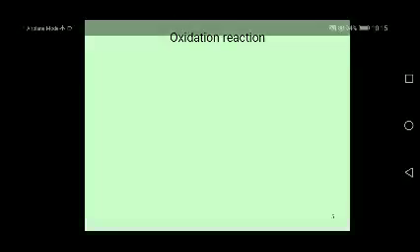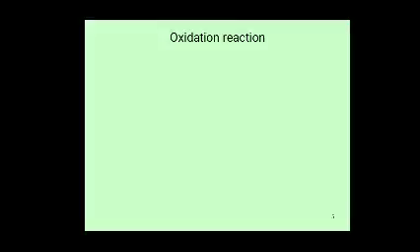Oxidation reaction. In this reaction, electrons are lost. Loss of electrons is called oxidation. The formation of an ionic bond takes place by the transfer of electrons from one element to another element. This type of reaction is called an oxidation-reduction reaction, or redox reaction.